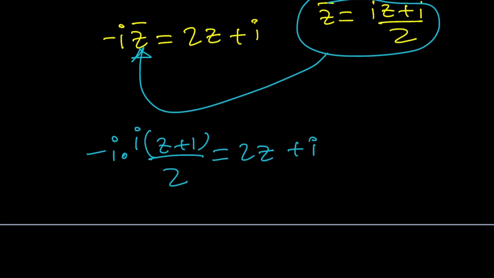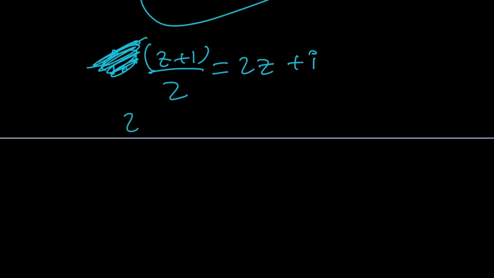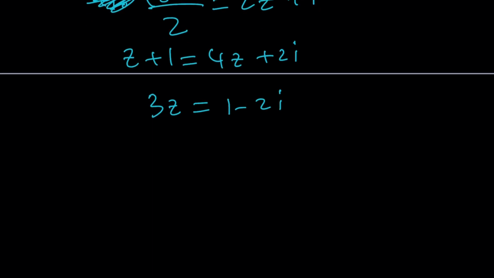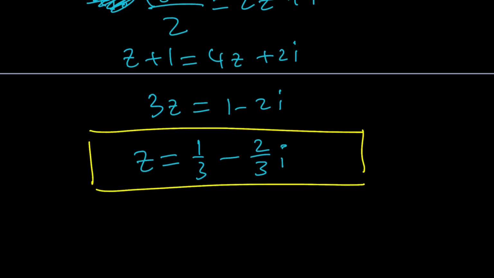Hopefully this is not going to give me 0 equals 0. Negative i times i is negative i squared, which is positive 1. And now we get the following: z plus 1 is equal to 4z plus 2i. And then if I isolate z, 3z is going to be 1 minus 2i. And if you divide everything by 3, z is going to be 1/3 minus 2/3 i. And yes, that method is successful. It gave us the same answer.